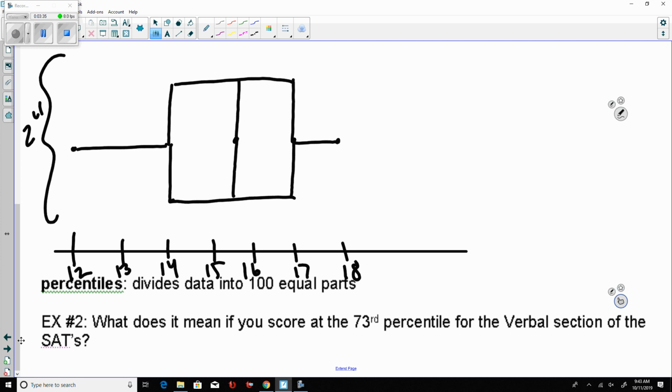Yep, exactly. You did as well or better than 73% of the students who took it. That's what it means for the 73rd percentile. That's where you fell. You're at the 73rd. Not bad. 90, did very well. 50, average. Anything below that, not too good. But then you can take it again and again, as many times as you want.